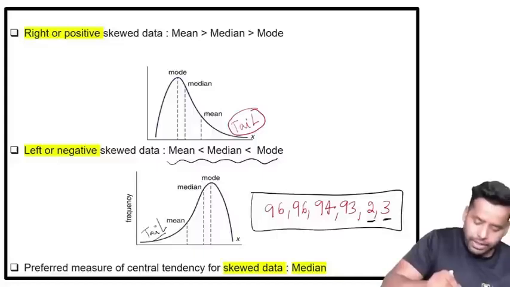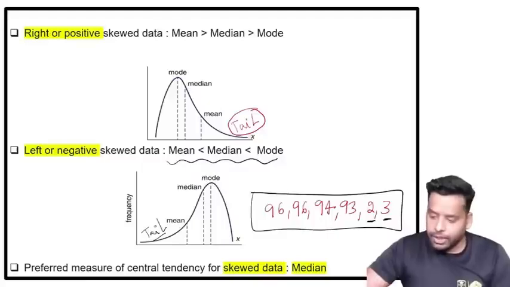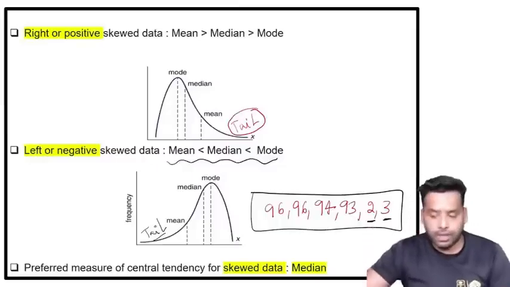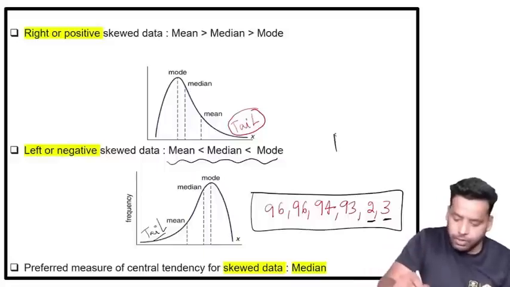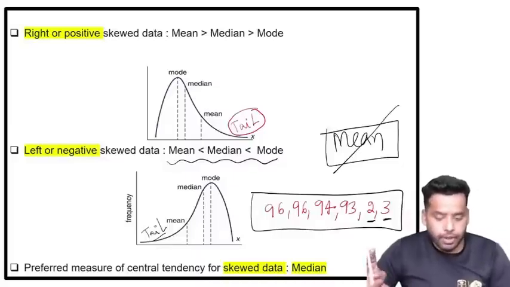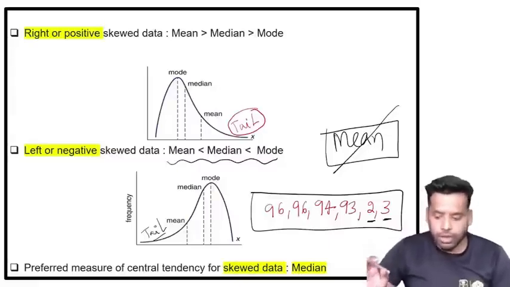Always mean will represent the tail of the curve. Is the tail going towards the right side or the left side? Left side. That is why it is left skewed data, negatively skewed data. Mean should not be used for skewed data. Always keep in mind, if you use mean it will give a wrong impression. Mean should not be preferred for skewed data because mean is affected by outliers.